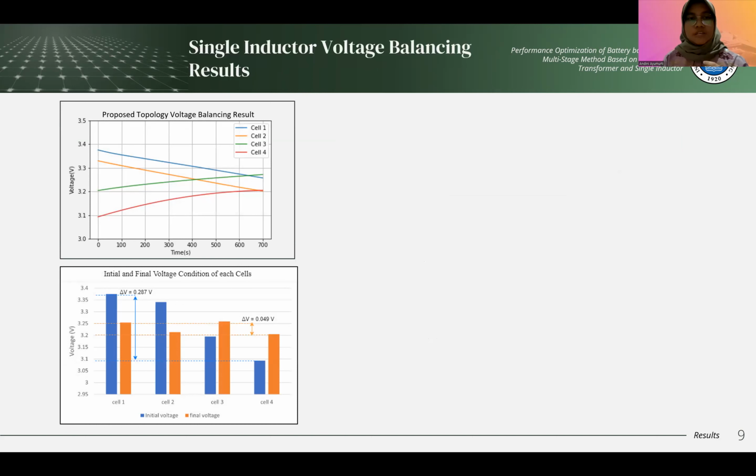So we jump into our results, starting with our proposed topology, shown in the line chart and also the bar graph. We see that in our proposed topology, cell 1, cell 2, cell 3, and cell 4 have an initial voltage difference of about 0.287 volts between cell 1 and cell 4, and the final voltage difference is about 0.049 volts in about 700 seconds.